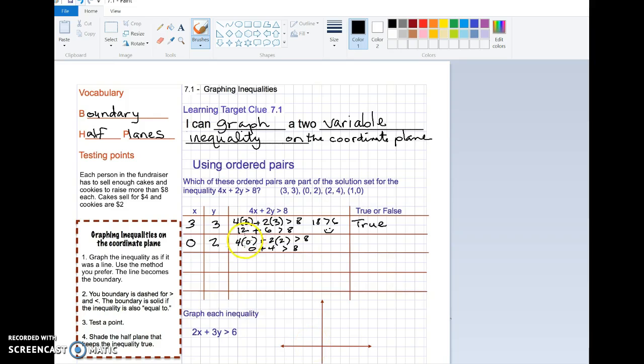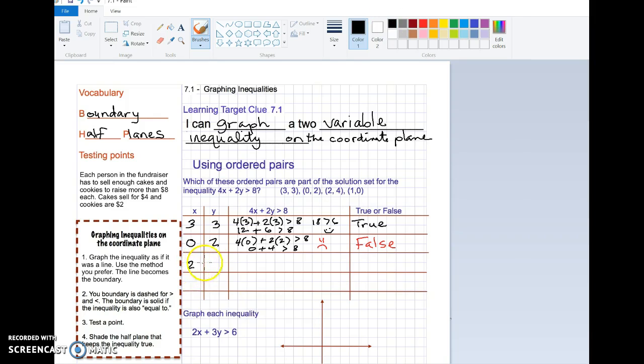So I did 4 times 0 plus 2 times 2. I got 0 plus 4. 0 plus 4 is 4. Is 4 greater than 8? No, it's not. So we're going to say no, and it is false. All right, let's try the next one.